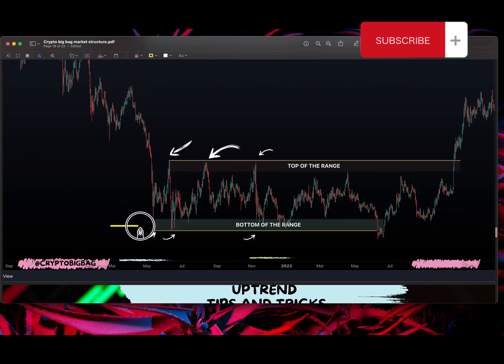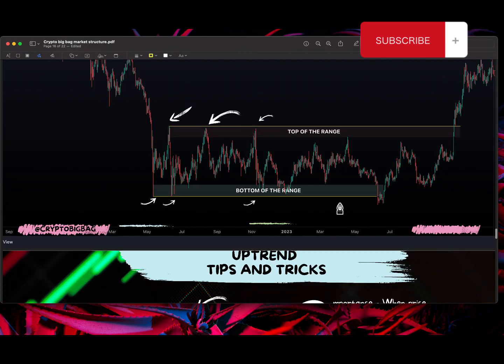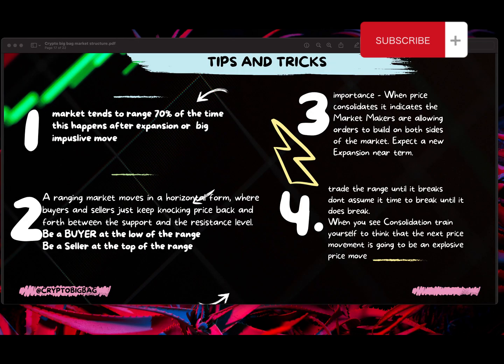Be a buyer at the bottom of the range. Be a seller at the top of the range. When you identify that we are in a range, we create a low, create a high, fail to go lower, fail to go higher, at this point you want to start selling at the top of the range, buy at the bottom of the range, right? And sell at the top of the range, then buy at the bottom of the range. This is how you're going to trade a ranging market, right?